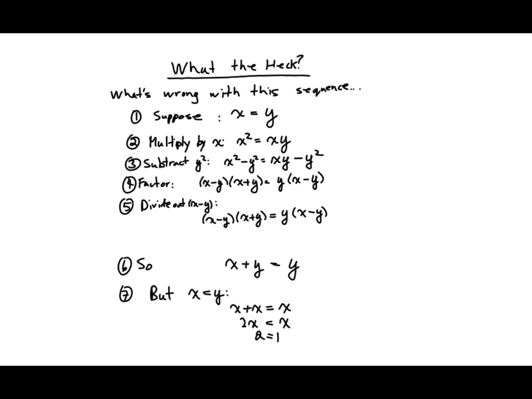Now, the next stage, we divide out x minus y. So we actually get rid of it. So essentially, we end up with x plus y equals y. But didn't we say that x equals y? So that means x plus x equals x, which means 2x equals x, which essentially means 2 is 1. Tell me what the heck is wrong with this sequence.